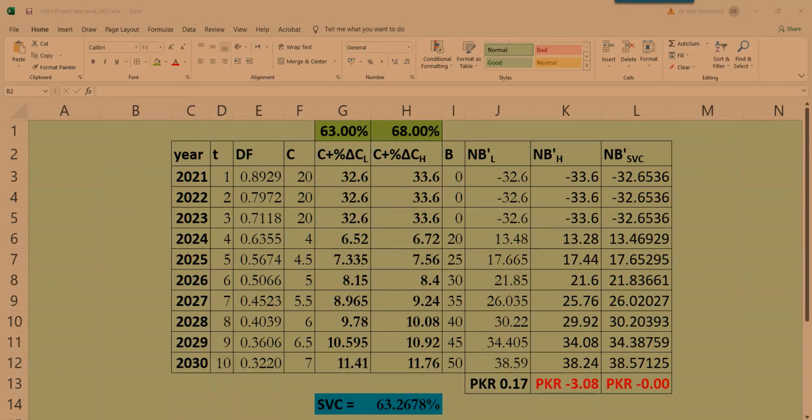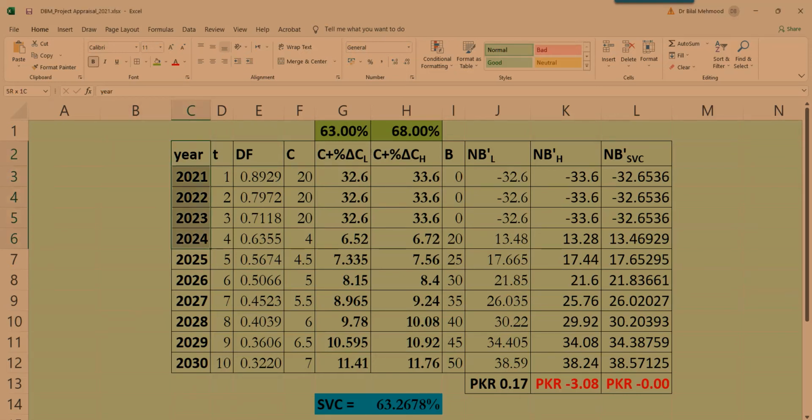After finding the NPV, the BCR, the NKR and IRR, we also can do the sensitivity analysis of a project on MS Excel. And we remember that there are three cases that we dealt with. One was the switching value of cost, and the other was the switching value of benefits, and the third one was the switching value of discount rates. So let's see how we can do it on Microsoft Excel.